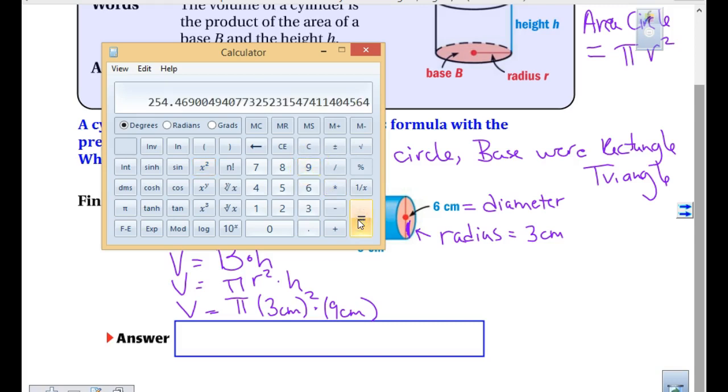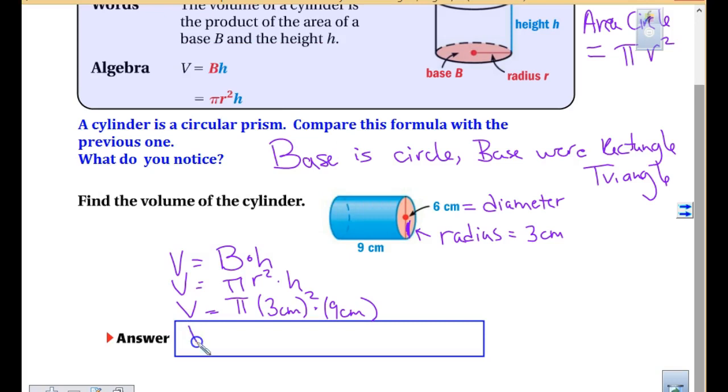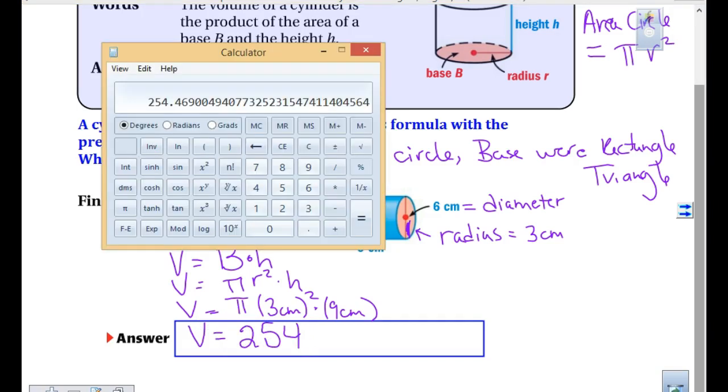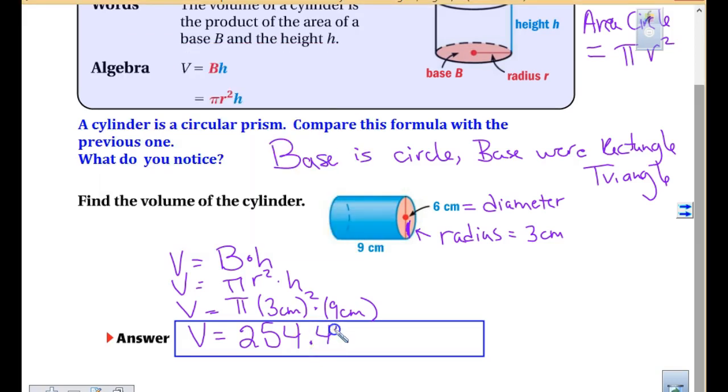And my answer for the volume is gonna be 254.47. Usually 2 decimal places is what I'll ask you to round it to. Did everyone get this on their calculator? Anyone not get 254.47, and we put centimeters what? Cubed. Notice it goes back here, okay? If you didn't get it on your calculator, we kind of want to help you with that. So, you don't have a pi button, I bet you do.